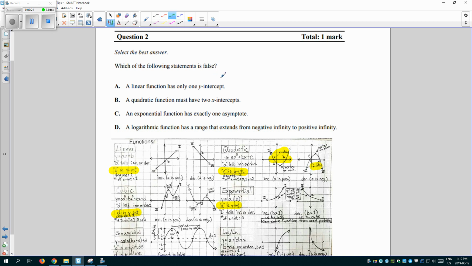A linear function has only one y-intercept. Is that true or false? And I'm looking here, there is only one y-intercept for a linear function, so that is true.